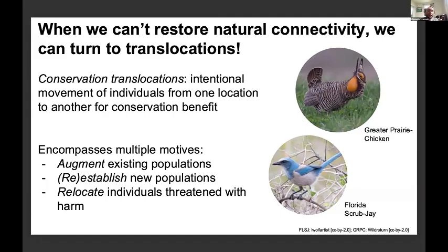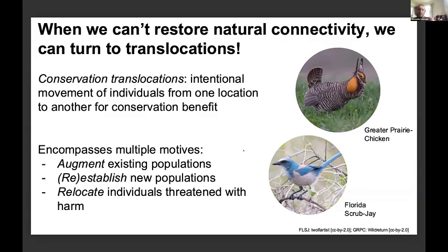And another reason we may want to do this is perhaps there's a population that is experiencing some sort of existential threat. Maybe that habitat is about to be destroyed and we can't avert that destruction. And so one thing we might want to do is take individuals from that habitat that's about to be destroyed and move them to a protected area. That has happened, for example, with the Florida scrub jay down in Florida, where there's pretty extensive destruction of the scrub habitat that they rely on.